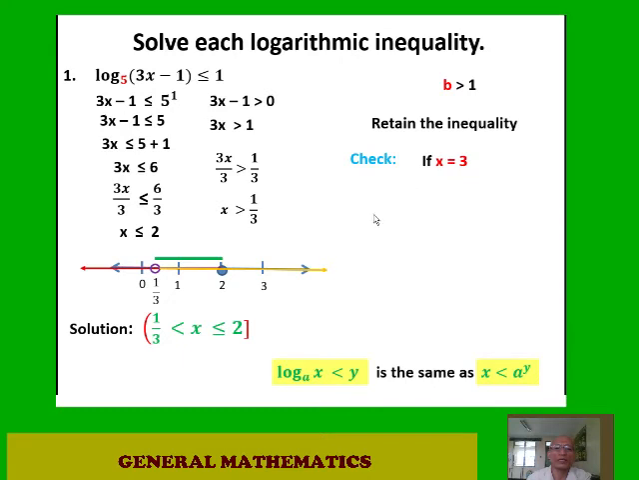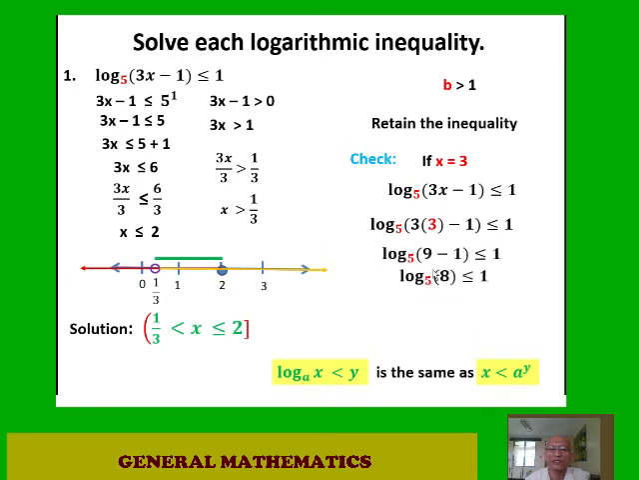How about if x is equal to 3? 3 is not included in our solution set. It is outside the solution set. So what will happen if we substitute x with 3? Then simplify: 9 minus 1 equals 8. Then from logarithmic form to exponential form, 8 is less than or equal to 5 to the power of 1. Simplify: 8 less than or equal to 5, which is false. It is because 3 is not included in our solution set.